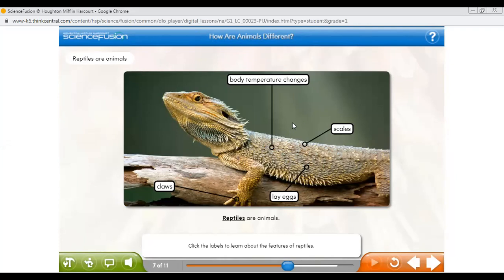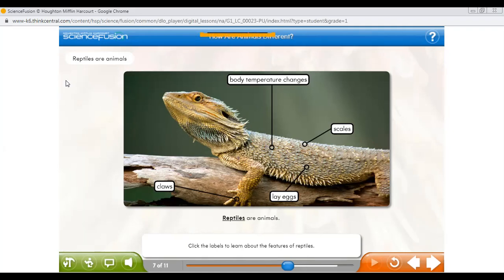So now you have seen about the fish. They have fins, gills, and they can change the body temperature. And then you have seen about the insect. They have three body parts, they have a hard body covering, and also they have six legs.